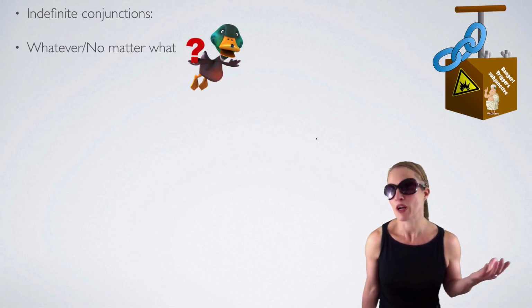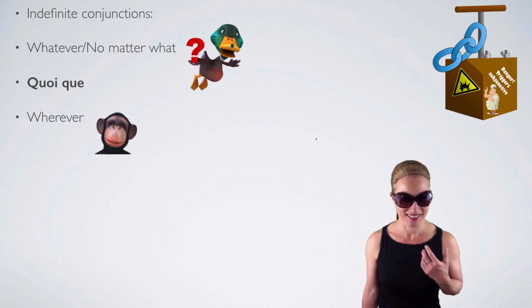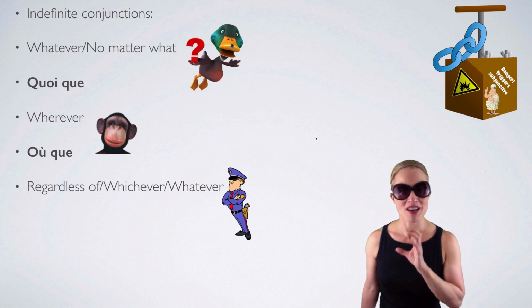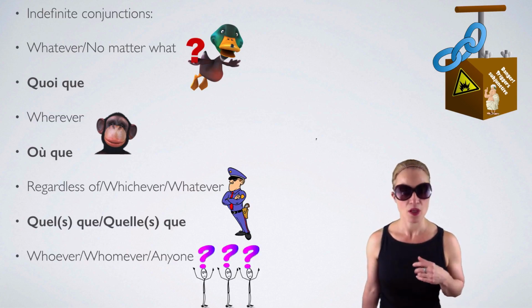Indefinite conjunctions. Whatever. No matter what. We've got our ducky. Quack. Wherever. Monkey, monkey. Ou que. Regardless of. So which or what when we're talking about nouns? Quelque. Whoever, whomever, anyone?